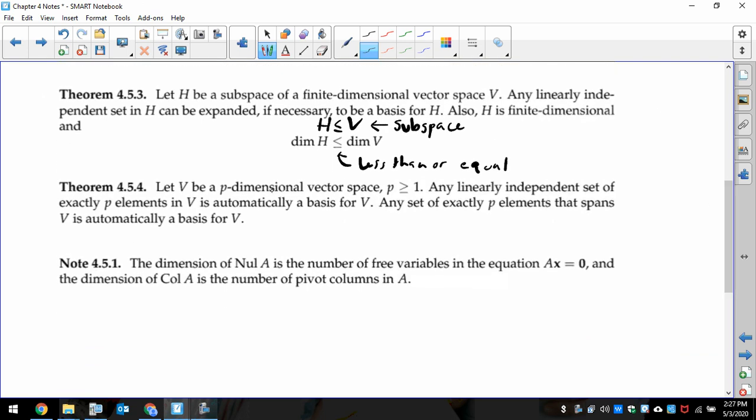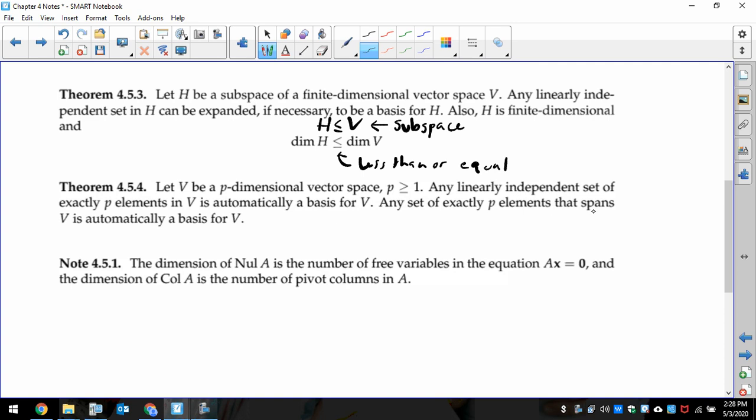Let V be a p-dimensional vector space. P is something bigger than or equal to 1. Any linearly independent set of exactly p elements in V is automatically a basis. So as long as you have that magic number, the dimension, and you're linearly independent, boom, you're automatically a basis. You don't even have to check if they span the space. It's enough. So basically we're crossing spanning off the list and saying as long as you have a linearly independent set of p vectors, it's good enough to be a basis.